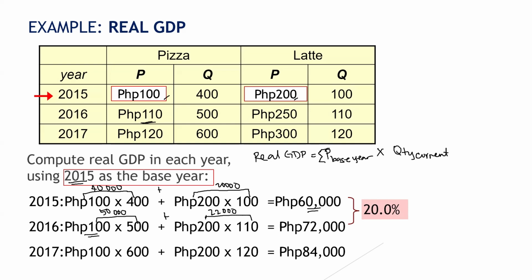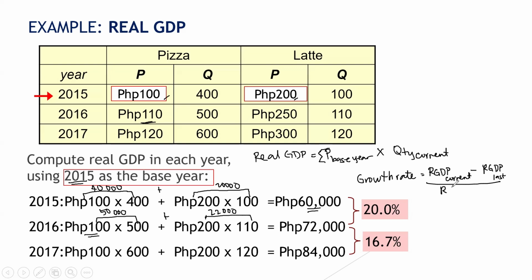So if we're going to compute the growth rate, the growth rate between 2015 and 2016 is only 20%. Unlike with the nominal GDP, it's actually 37.5%. So here, it's only 20%. And for 2016 to 2017, it's only 16.7%. So the same formula is used in getting the growth rate. It's the real GDP of the current year minus the real GDP of last year, divided by the real GDP last year, times 100.